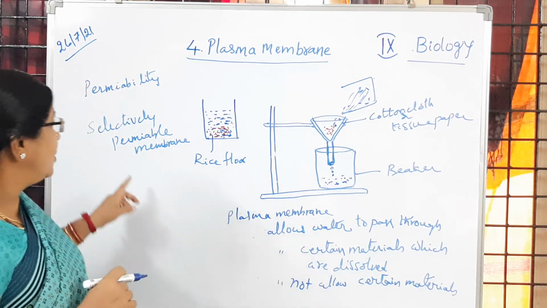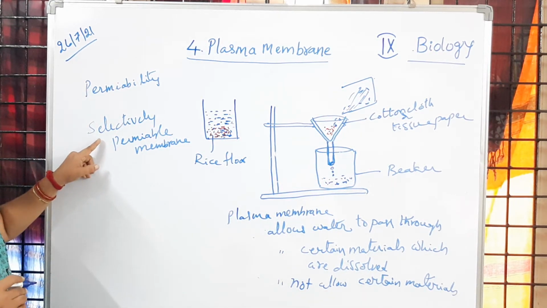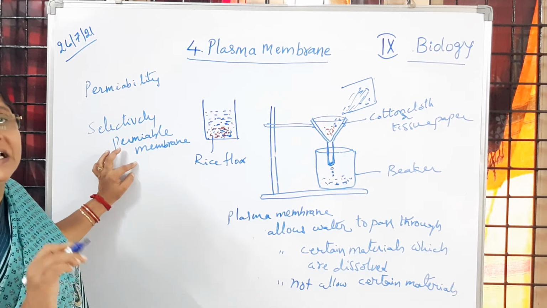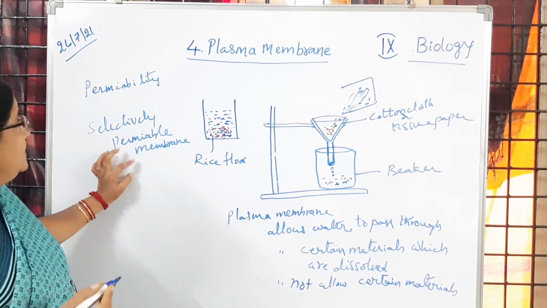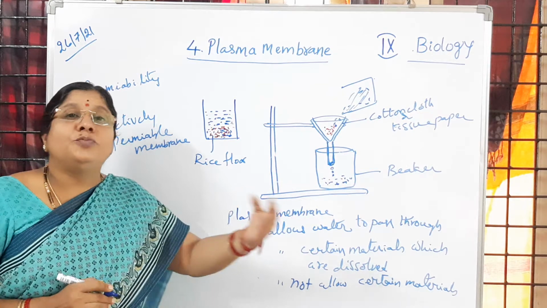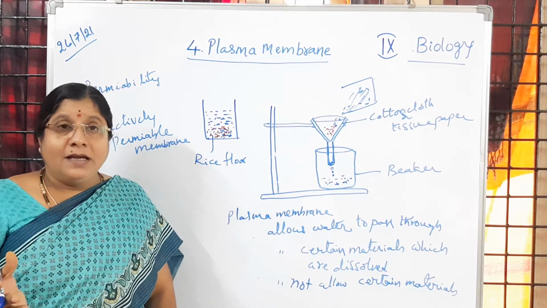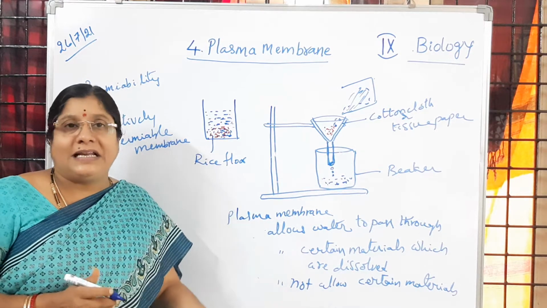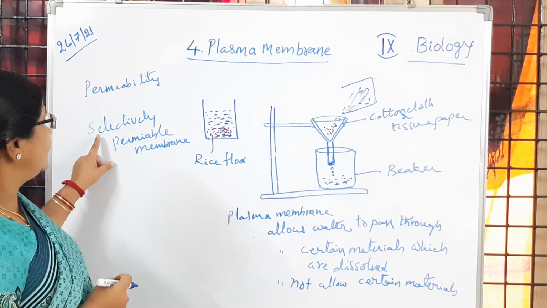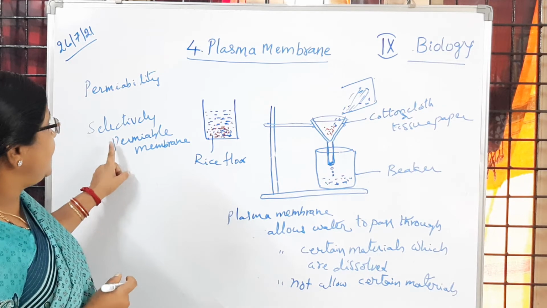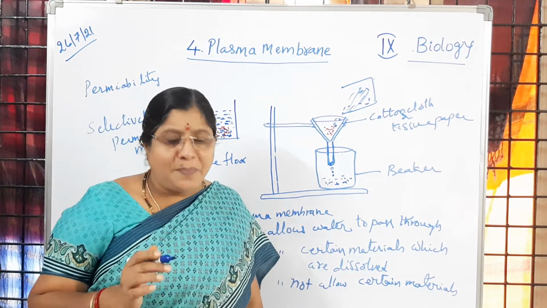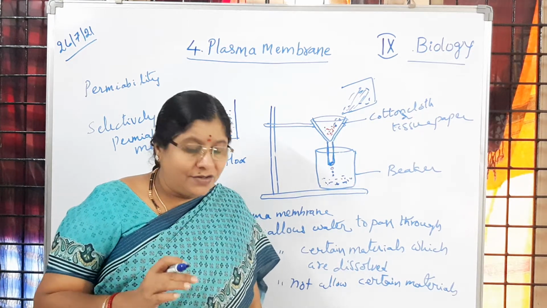So that's why we say the plasma membrane is acting as a selectively permeable membrane, and that nature is called selective permeability. The process of allowing materials to pass through is called permeability, but that membrane is selecting the materials which are needed, which are supposed to enter inside. So that's why we call it selective permeability, and the membrane is acting as a selectively permeable membrane. Is it clear to children?